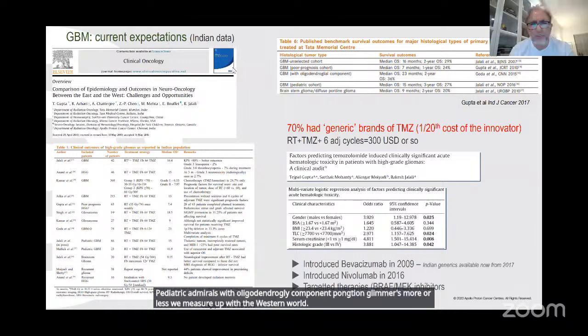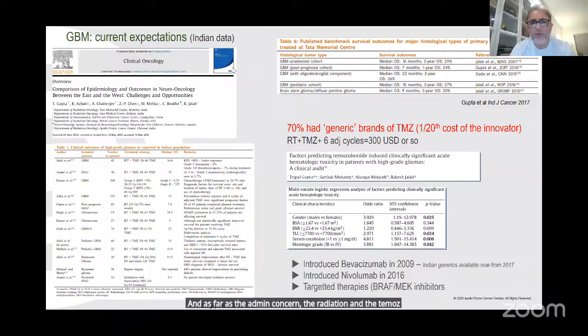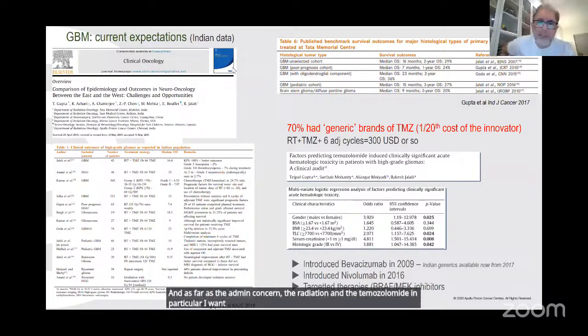And as far as the adjuvant is concerned, the radiation and the temozolomide in particular, I want to highlight that with our temozolomide, we have a number of generic brands, 1/20th of the cost of the innovator, and yet the median survivals are practically the same as you would expect in any part of the world.